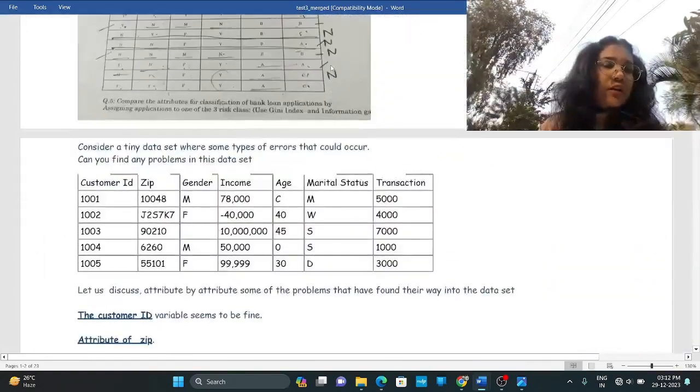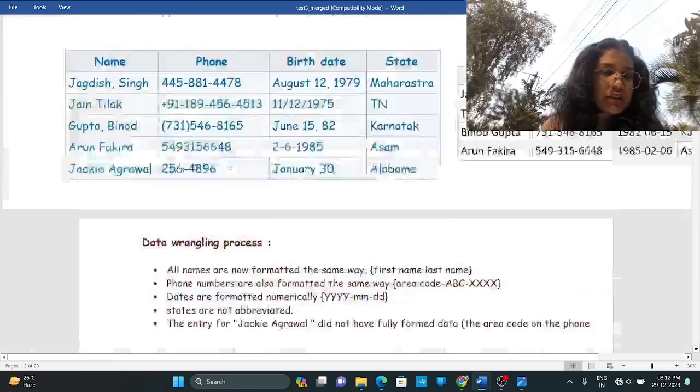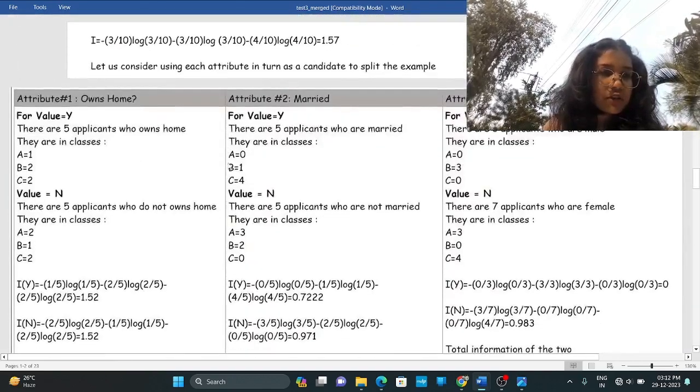evaluation. Now question number three: consider the following database and apply any three methods for finding out missing values. Let's start our discussion for question number three.